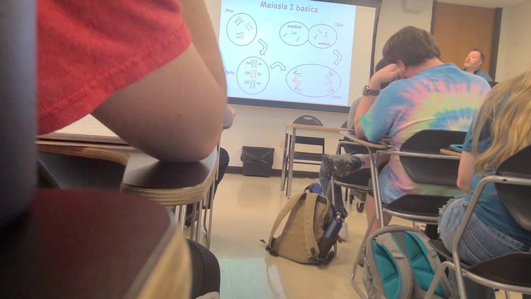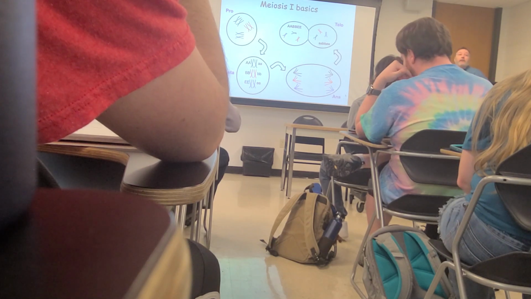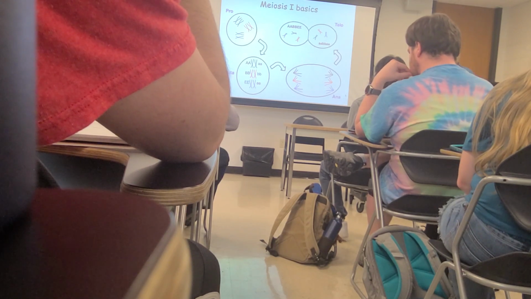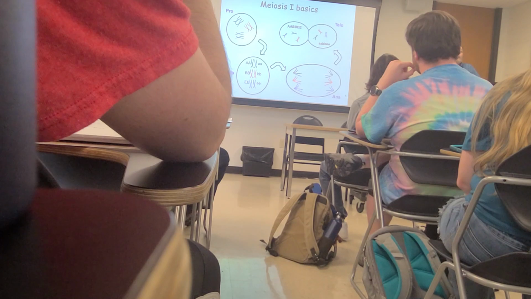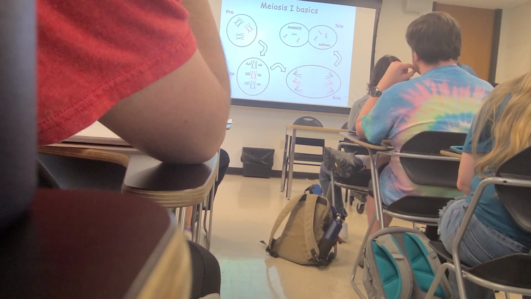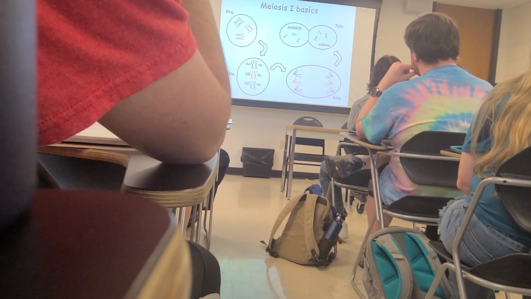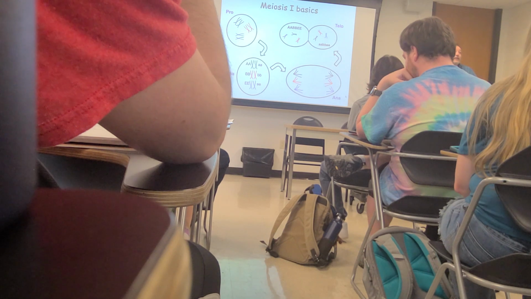How many chromosomes does this cell have at the beginning of prophase? 6 is the right answer. So they may disagree, or they may not understand why it's 6.